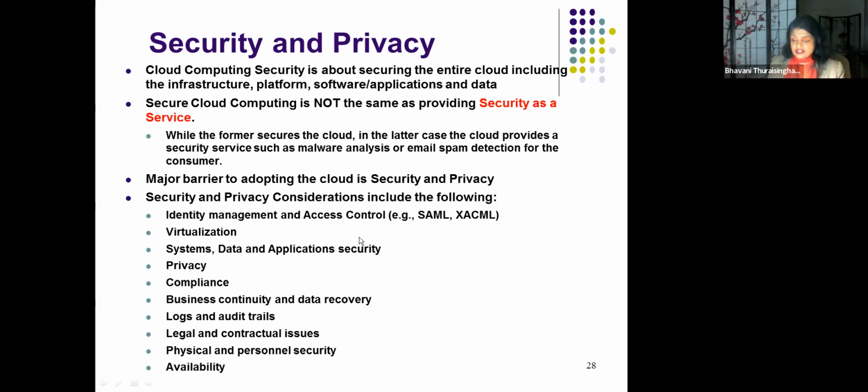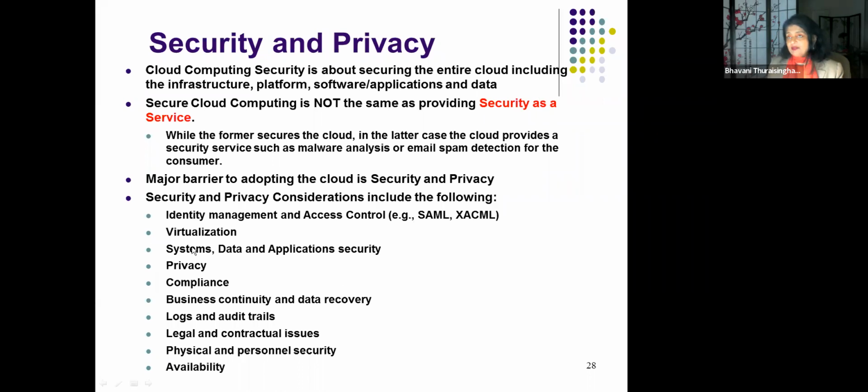Security and privacy considerations: how do you do identity management and access control? Remember SAML and XACML, those are the models: Security Assertion Markup Language and eXtensible Access Control Markup Language. Those are the standards being adopted by the cloud today. Because the cloud provides us with services, there is the service provider and service consumer model. So SAML and XACML work for web services, so they work for the cloud as well, but scalability is the question. That's where some of the research is being carried out.